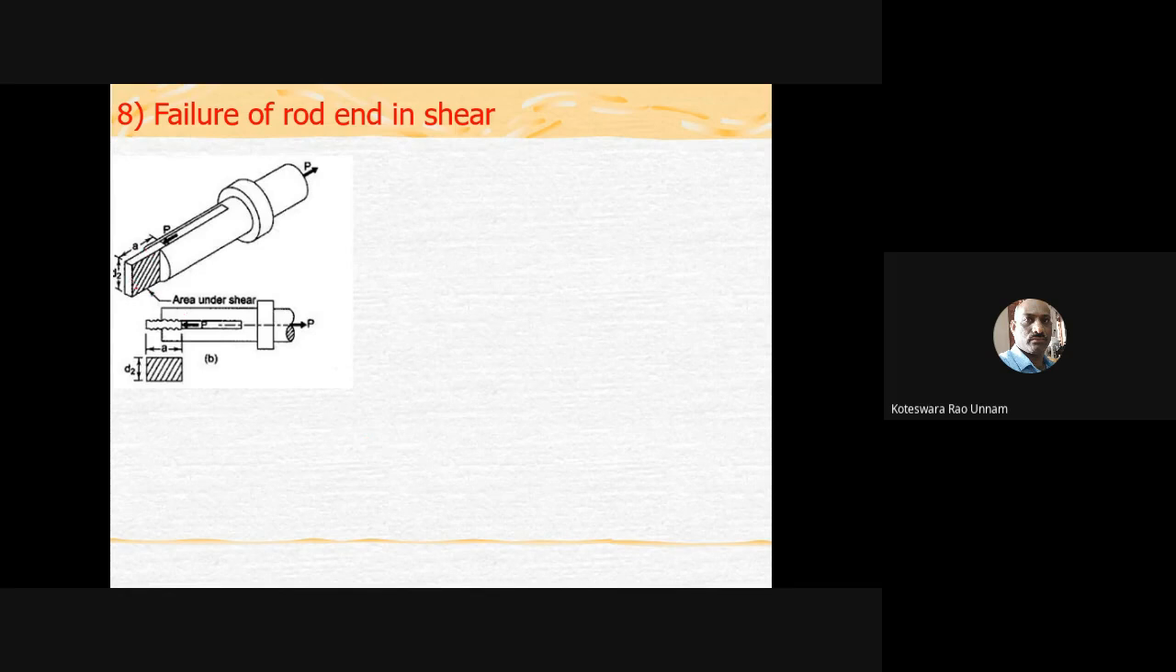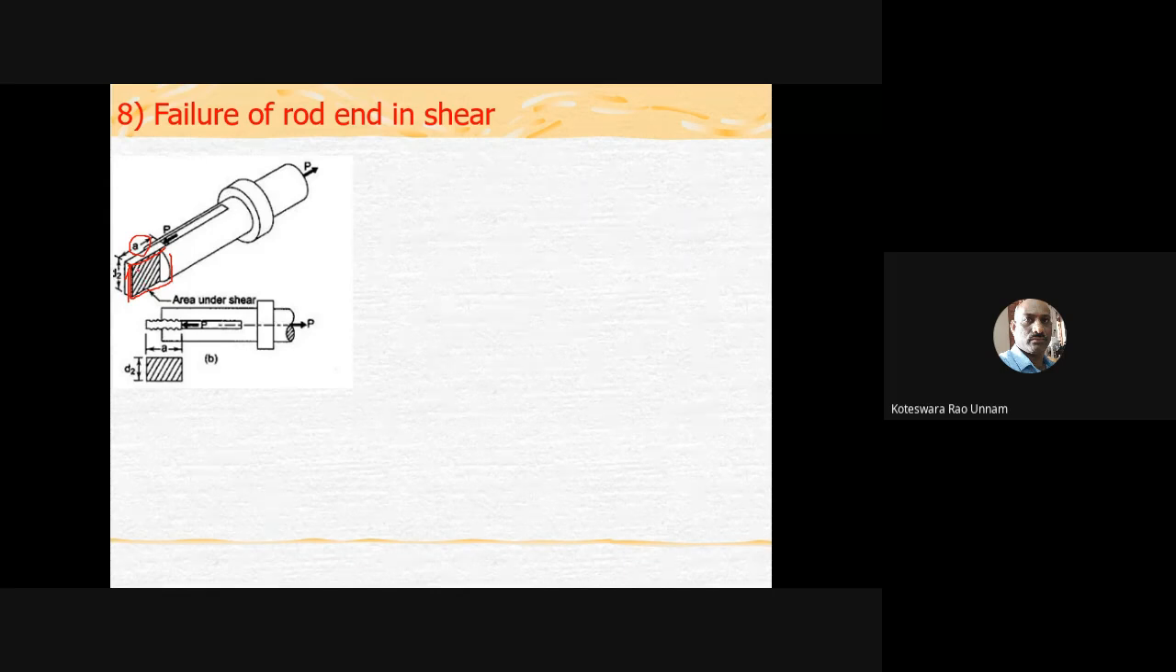So that means you need to calculate the A value also. That is how much portion I need to keep beyond the cutter. That we'll call A. This A dimension is calculated based on failure of this rod end in shear. Here you can clearly see that it is in double shear. The shearing area involves this A, and this diameter, D2, which we already calculated.